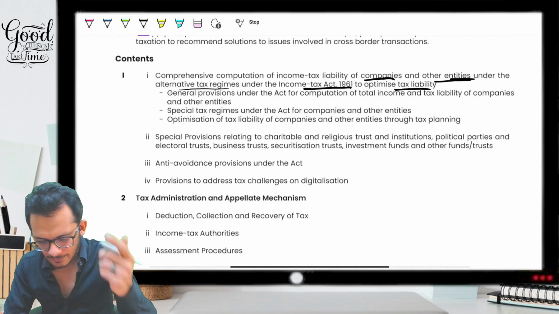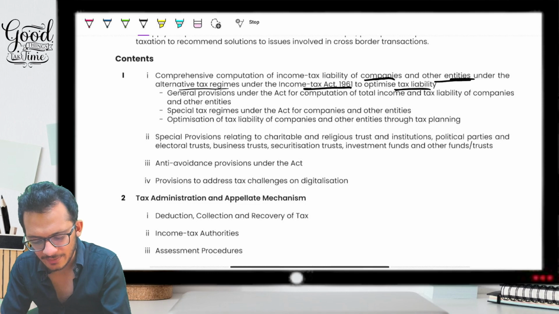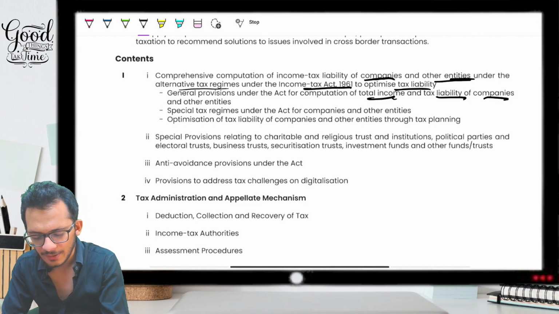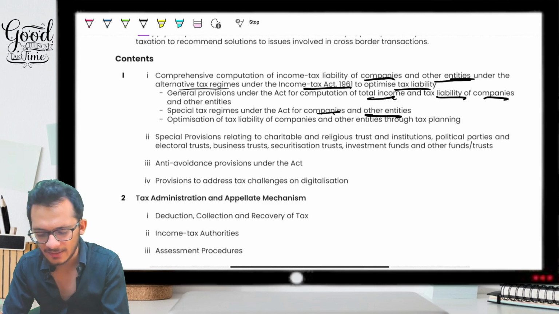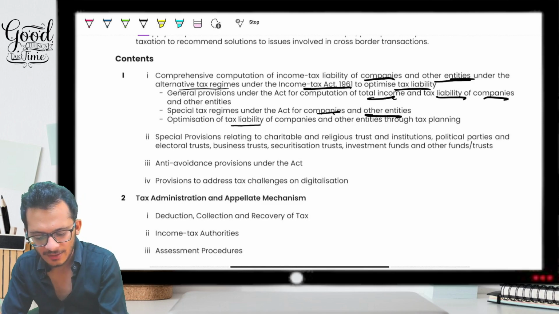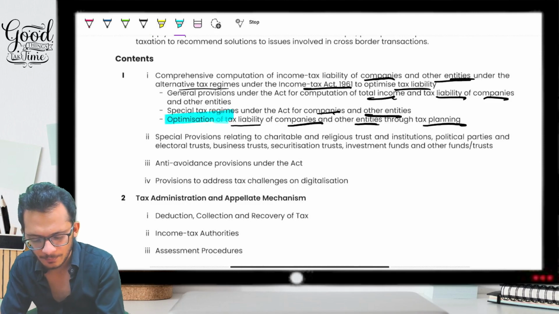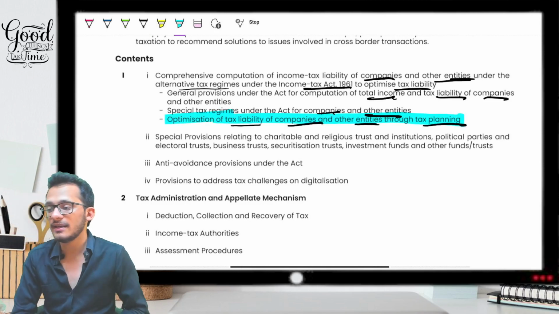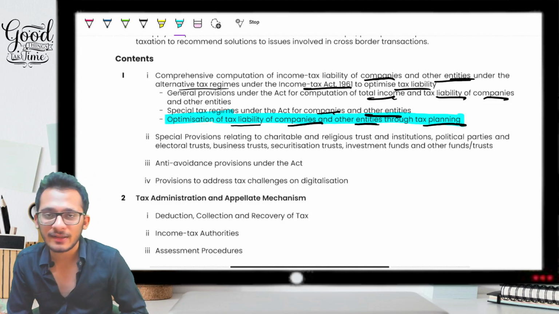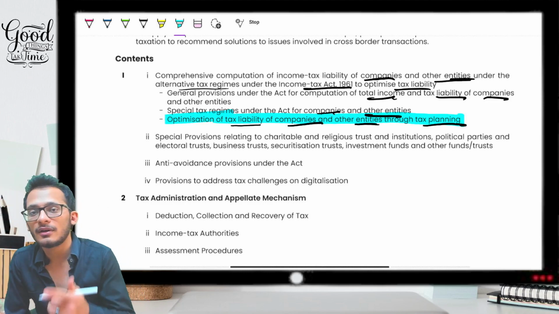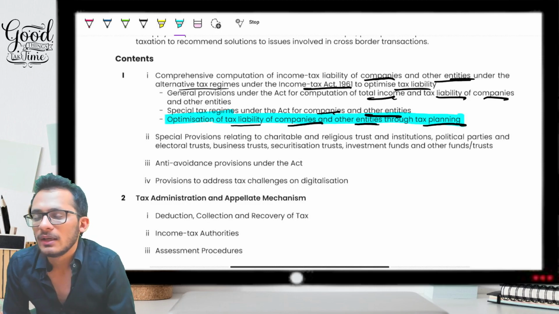Next, they're saying general provisions under the Income Tax Act for computation of total income and tax liability for companies, special tax regimes for both companies and other entities, and optimization of tax liability of company and other entities through tax planning. Now this is something which is new. This is something which I would have discussed in the inter also, but now it's also there in finals as well.